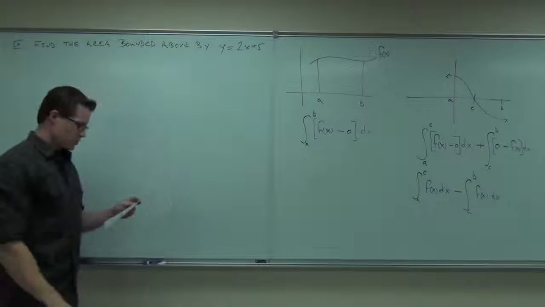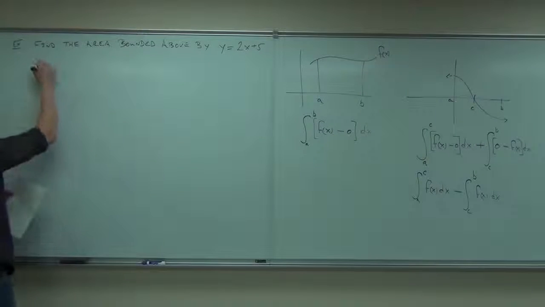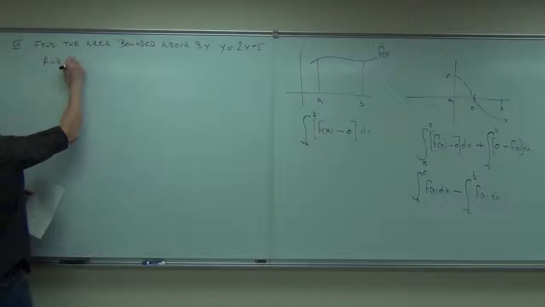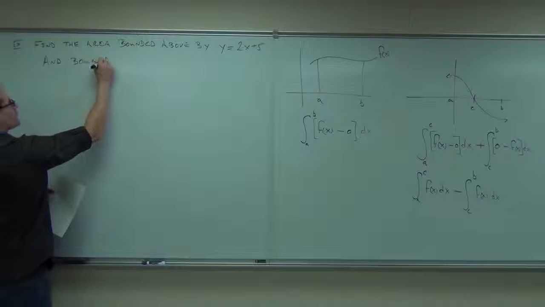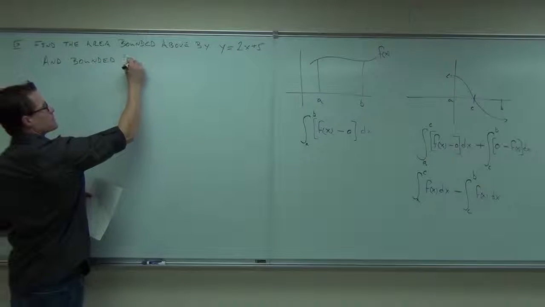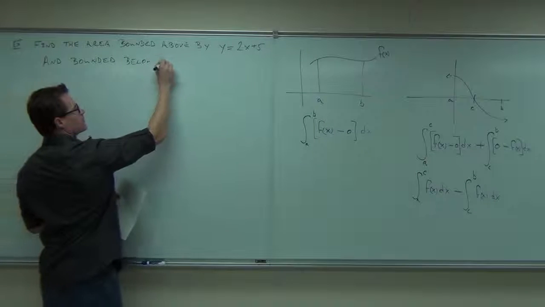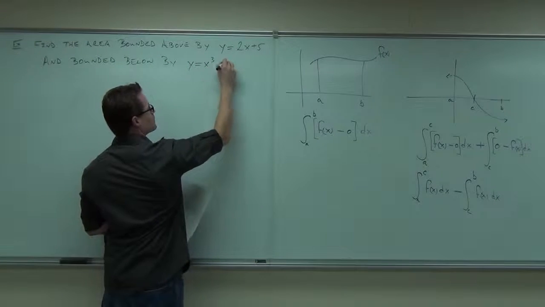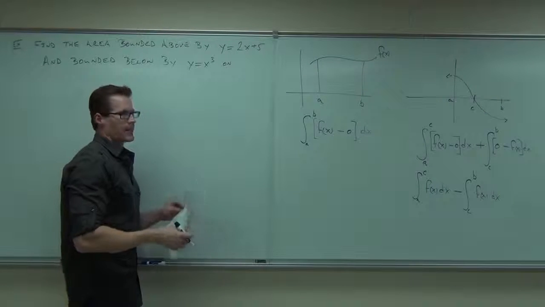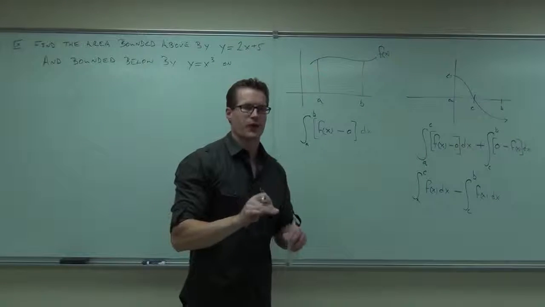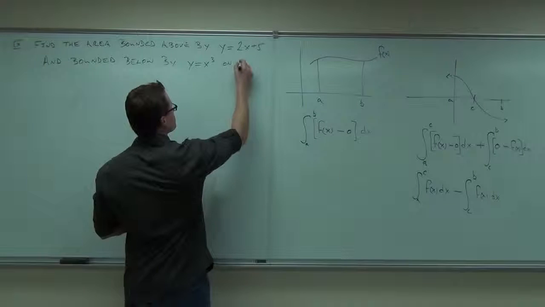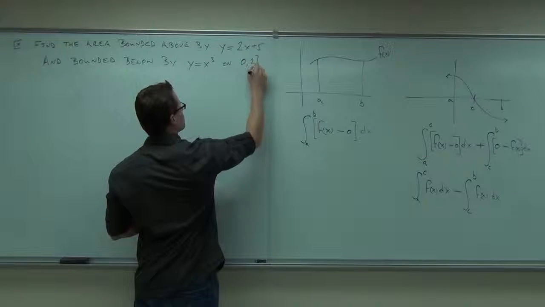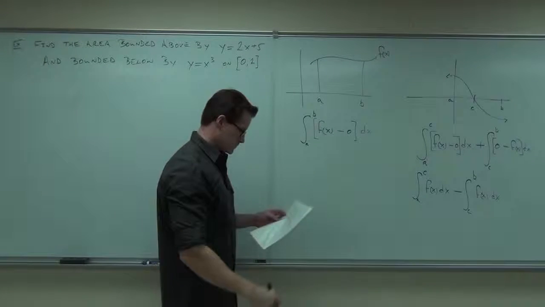By that function, and bounded below by this function, on a given interval. They have to give you an interval, or you have to be able to find one. On 0, 2.